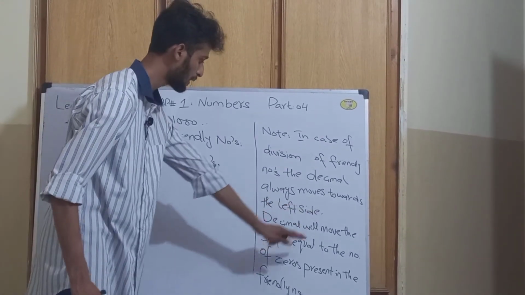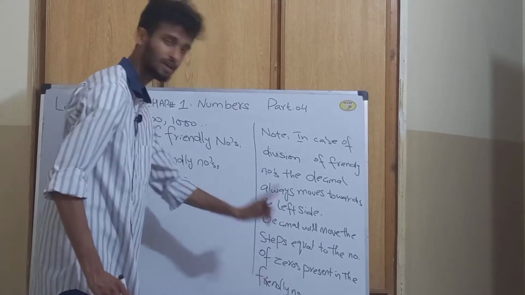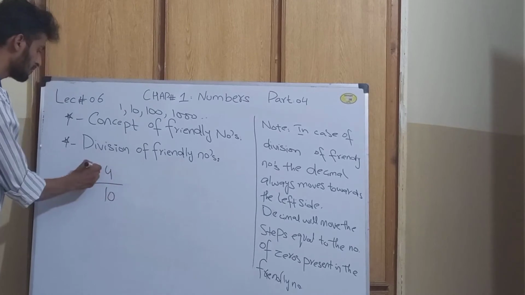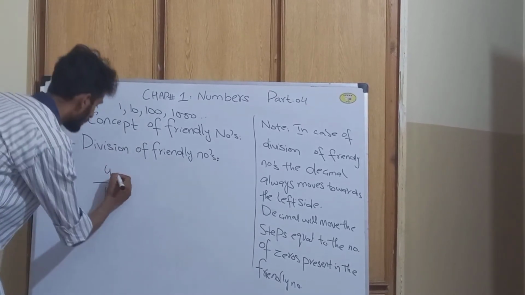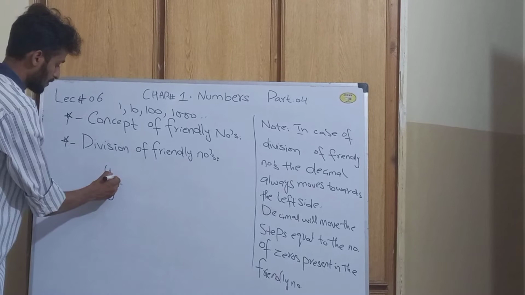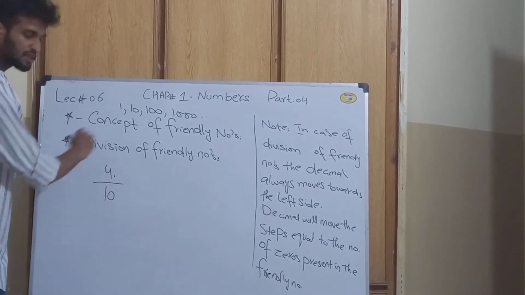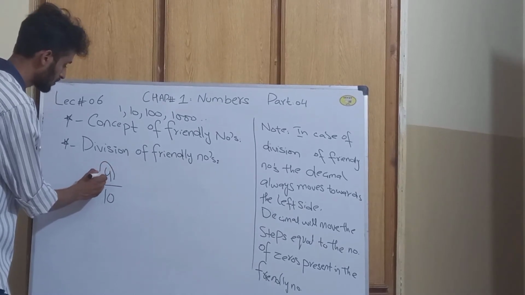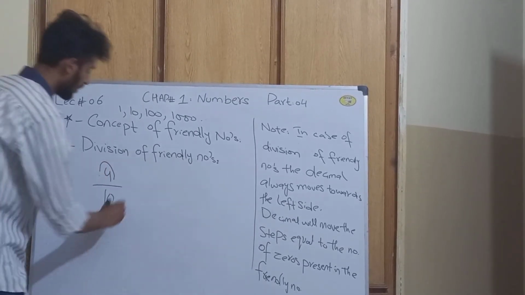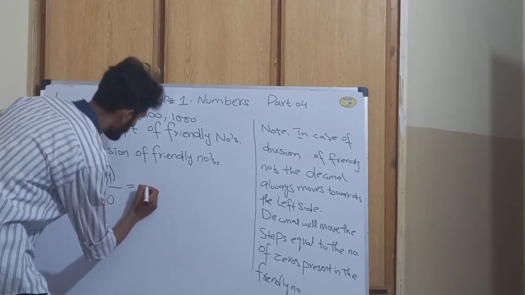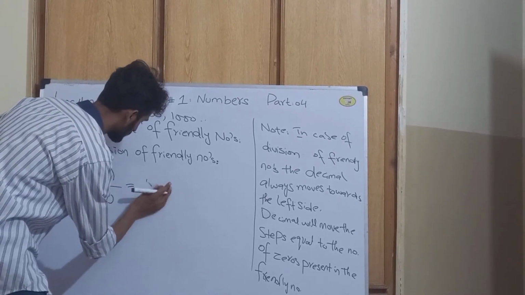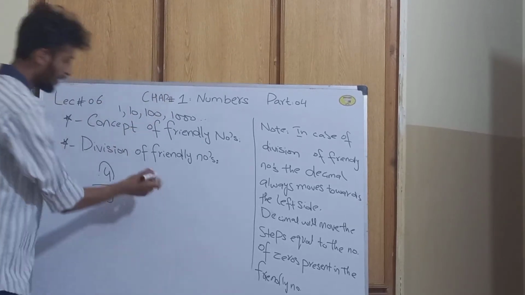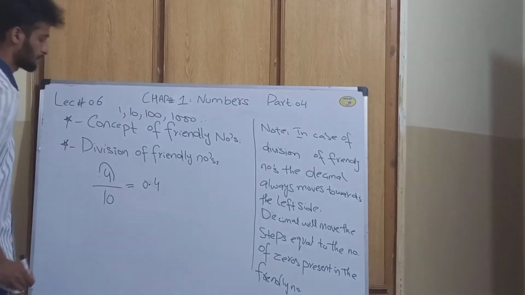The decimal will move the steps equal to the number of zeros present in the friendly number. So here 1 zero is present in the friendly number, so the decimal will move 1 step backwards towards the left side. Here the decimal is present after the number, so it will move 1 step towards the left side. Our answer will be 0.4. And we can write 0 before the point.